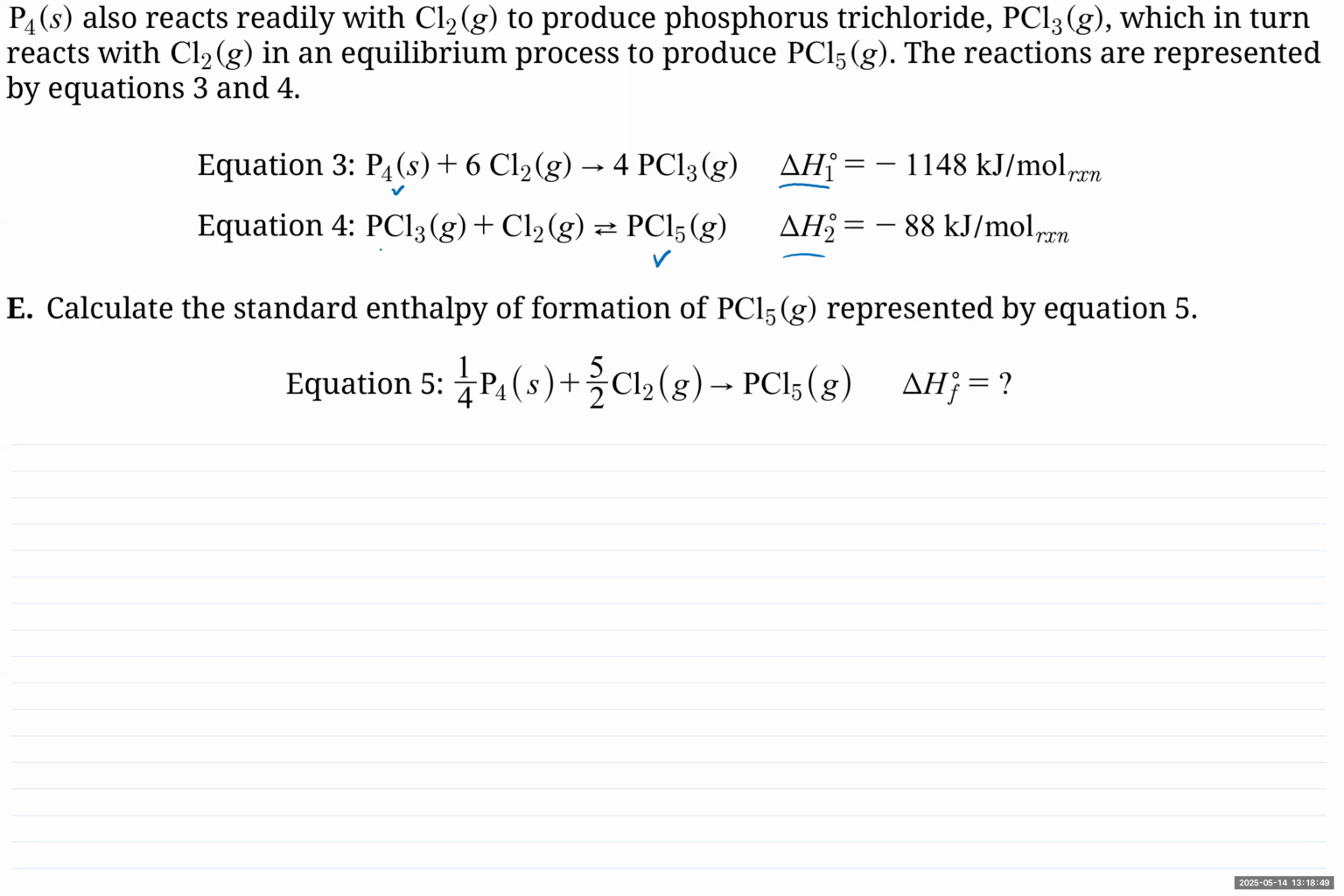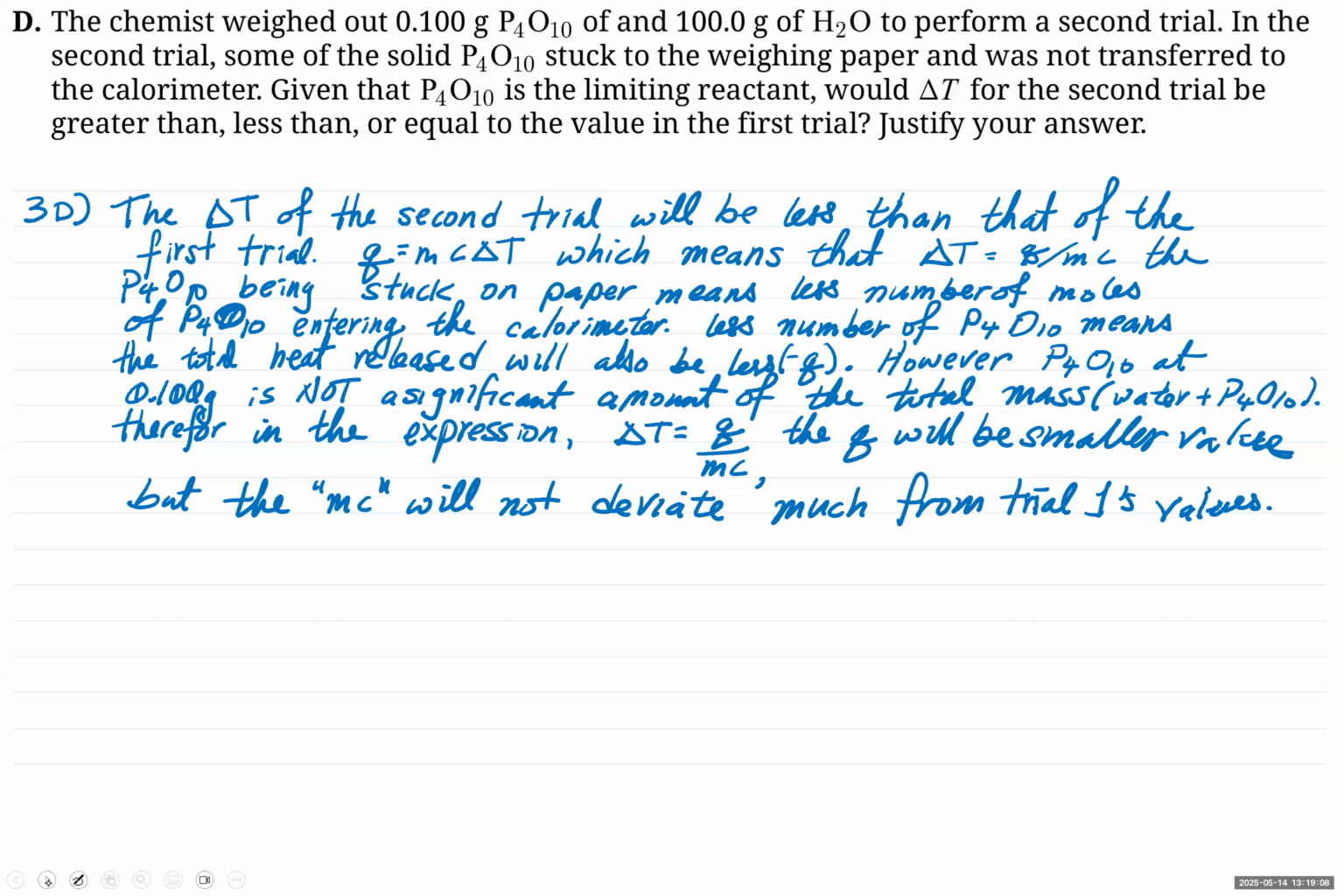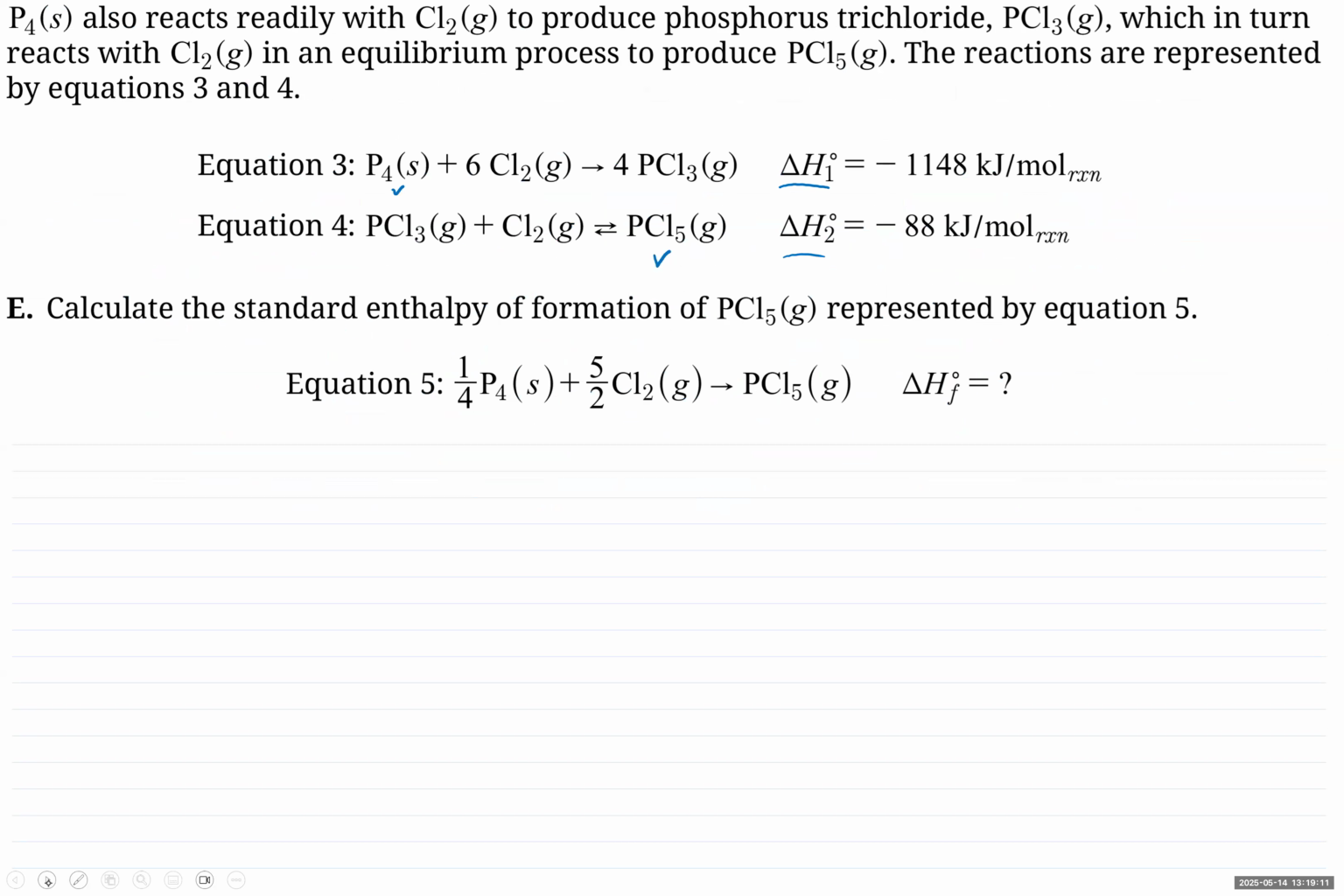And then what do we got? We got PCl3 on either side. We know that there's no phosphorus trichloride present in equation 5 or the overall reaction. So we know we got to cancel these guys out. So how do we cancel these guys out? Well, we could multiply the bottom by 4. Sorry about that. But if we do multiply the bottom by 4, what happens? The coefficients don't work out.